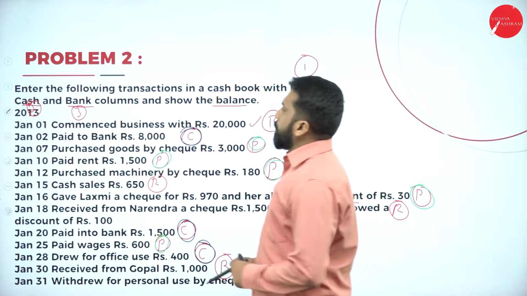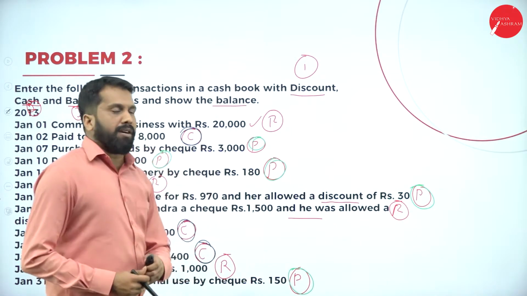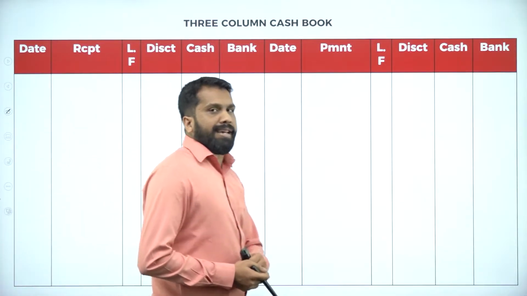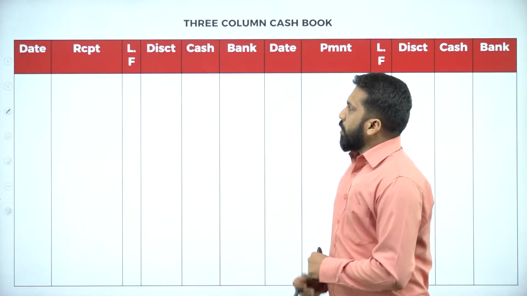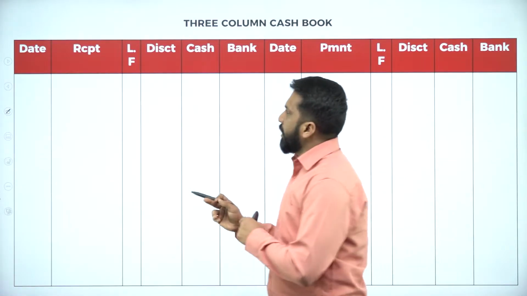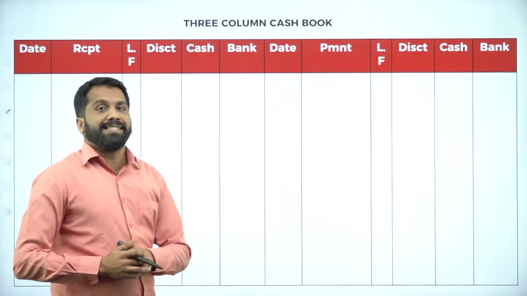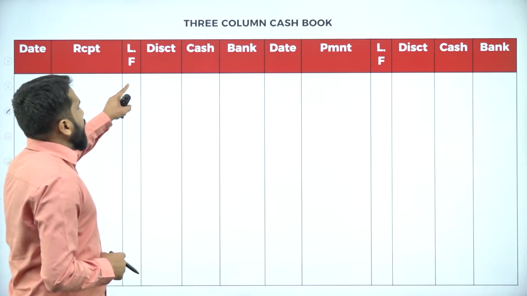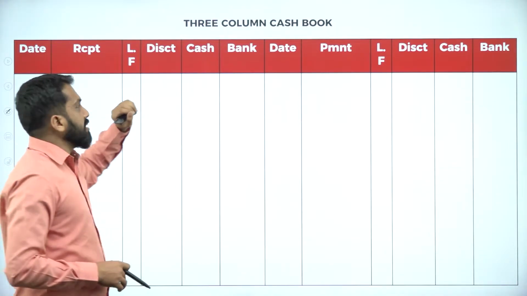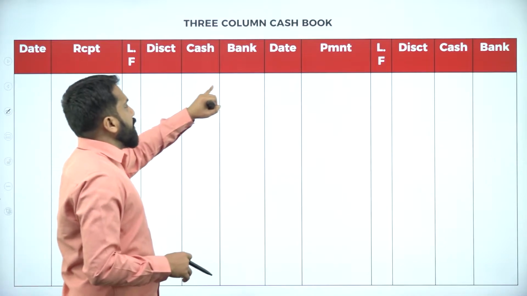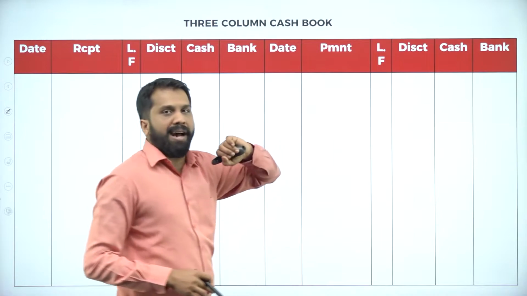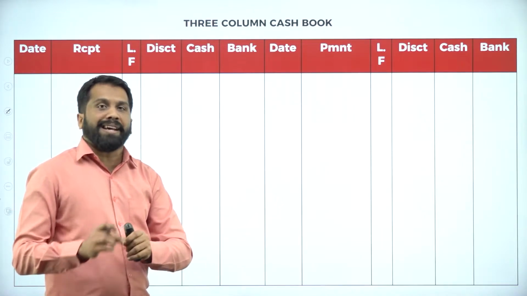Now, enter the following transaction in the 3 column cash book. So your 3 column cash book format is this. Now, your columns must be date, receipt. I don't have space there, that's why I have used short form. It is receipt, payment, LF, discount, cash, bank, date, payment, LF, discount, cash, bank. In your book, you should write completely.